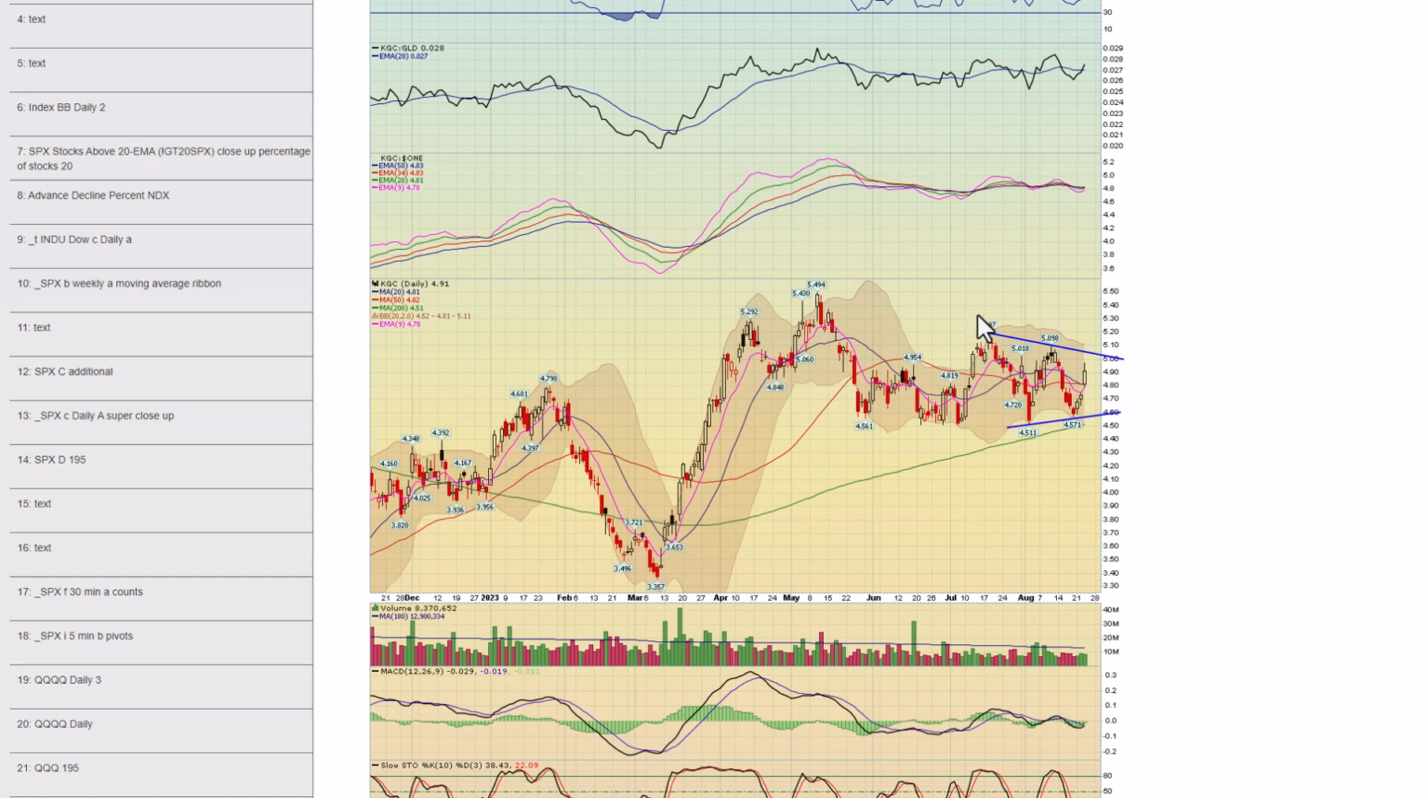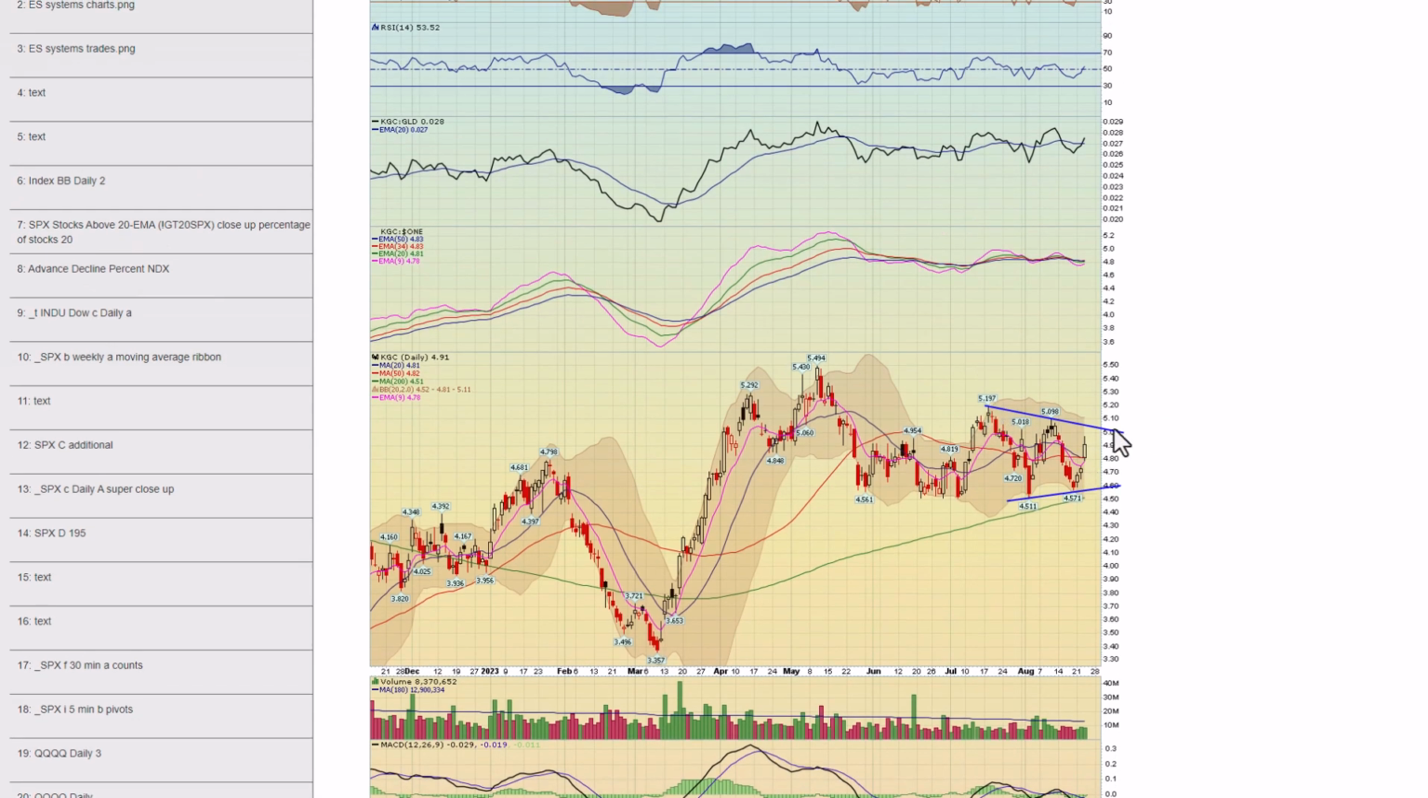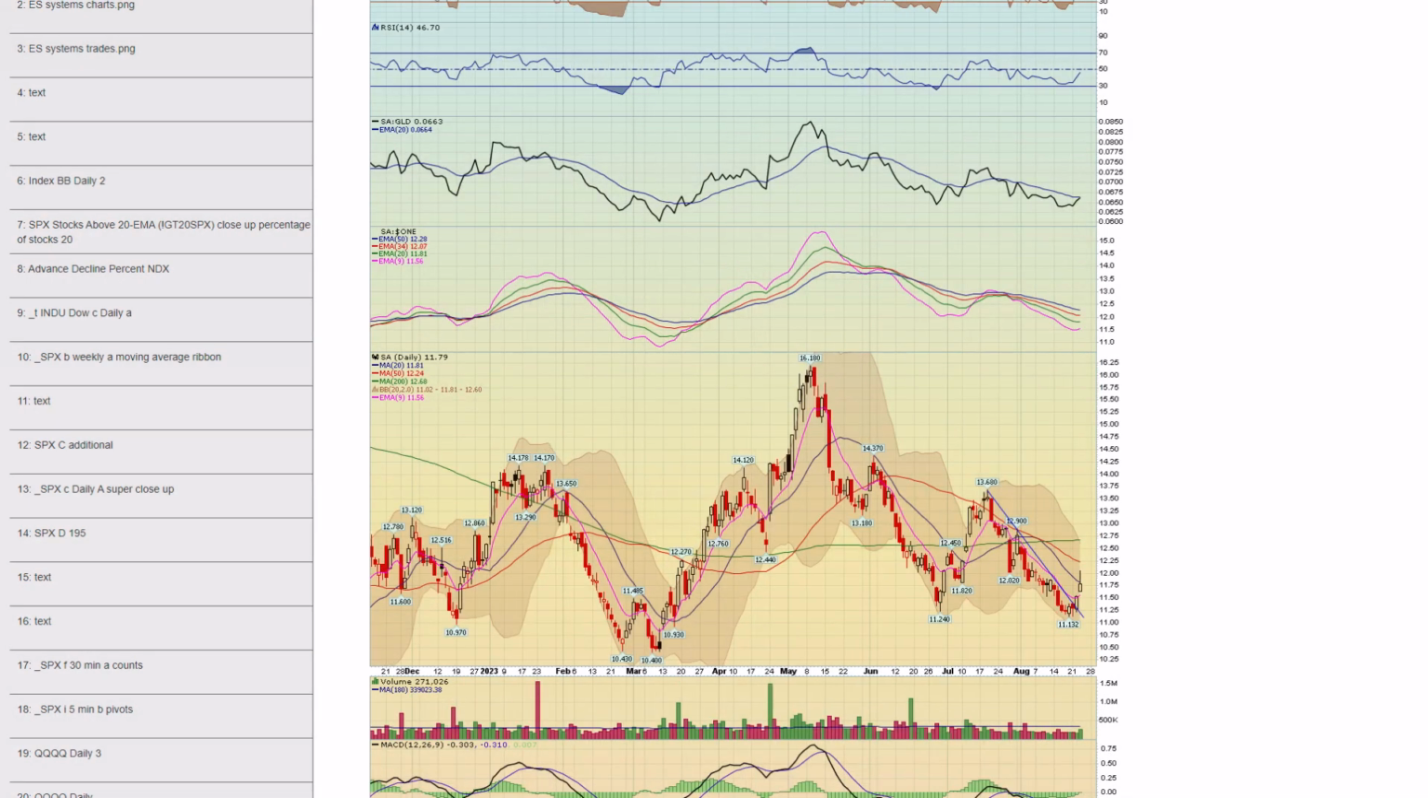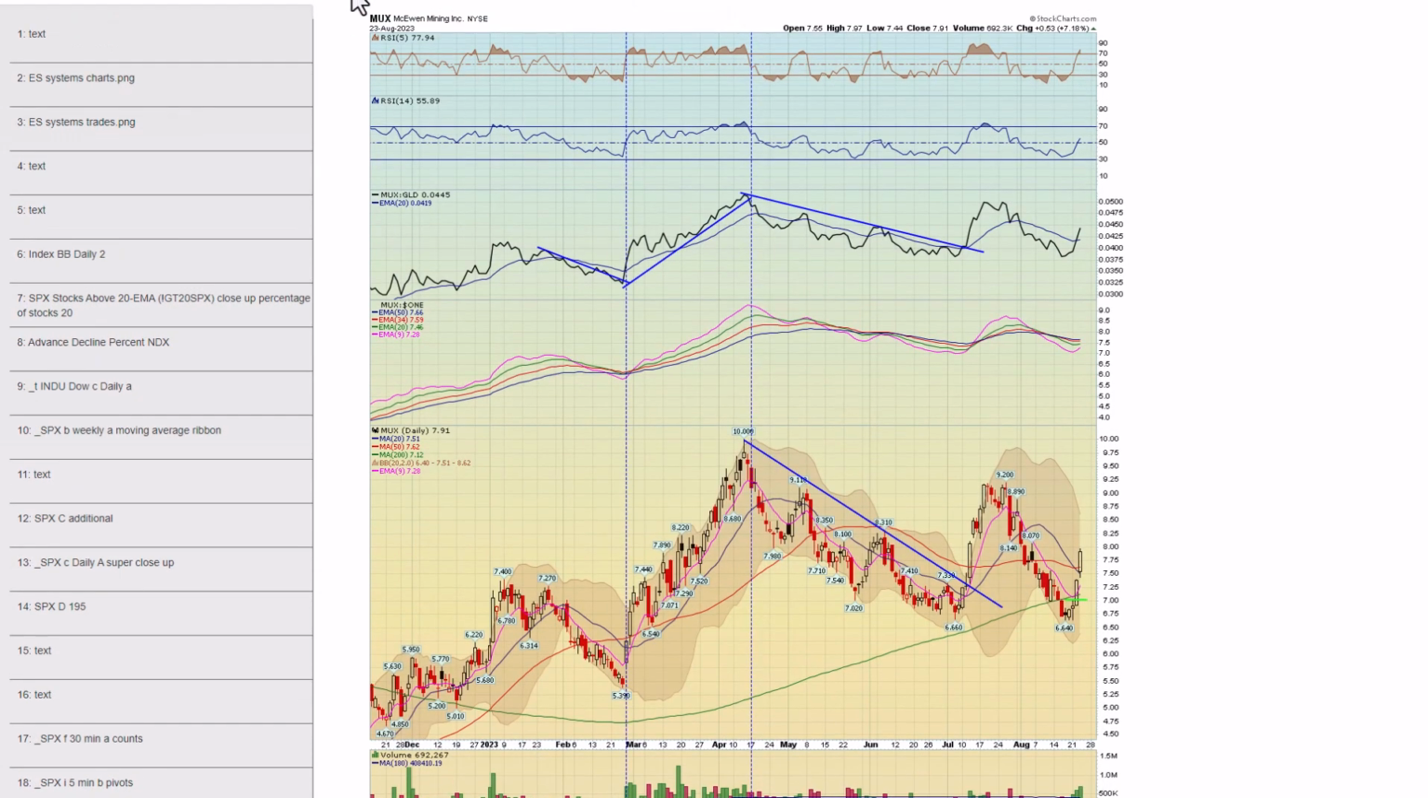Jabber 76, KGC. This is a nice one Steve had as well. Potential coil forming here. Jabber 77, SA, another one he showed. And finally, Jabber 78, MUX, another one. Really nice move off of this doji. Steve had this last week. Look at this nice move.